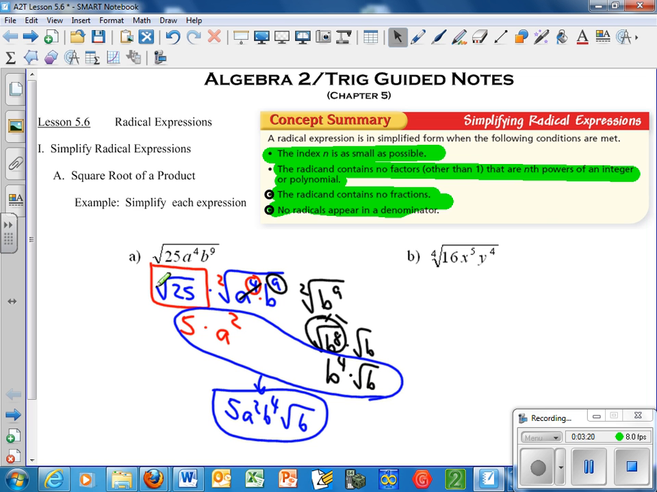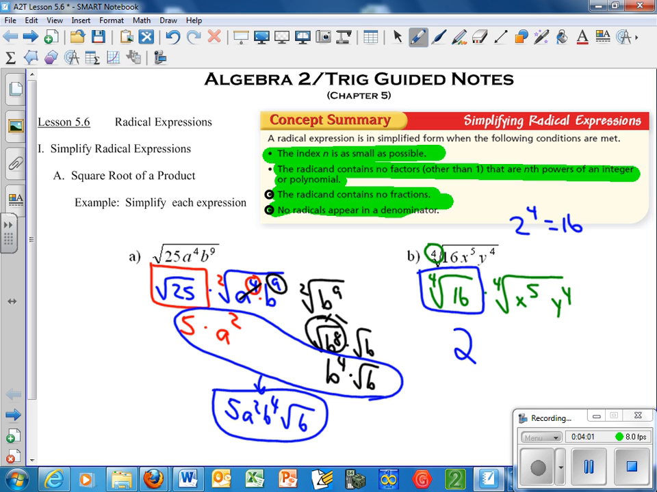So we go over here. Now I have a 4th root. So I'm going to do the 4th root of 16 times the 4th root of x to the 5th, y to the 4th. I'm separating my coefficient part and my variable part. Now, if you refer to your sheet where we gave you your perfect squares and cubes and powers of 4 and things like that, 16 is a perfect power of 4. 2 to the 4th is 16, so the 4th root of 16 is 2.